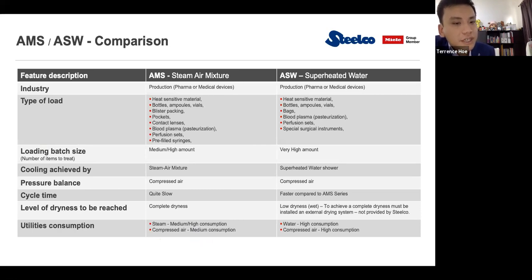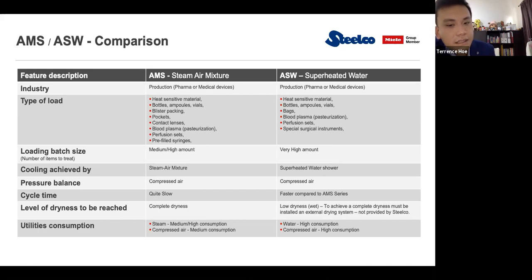For example, steam air mixture is used for pouches, contact lenses, blood plasma, perfusion sets, prefilled syringes, bottle vials, heat sensitive materials, etc. Superheated water is used to treat bigger sizes or large batches, maybe 10,000, 20,000, 50,000, or even more. So this is a very big system. It is used to treat, for example, perfusion sets, blood plasma, the blood bags themselves.